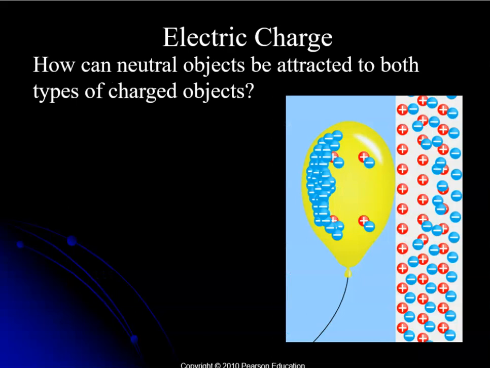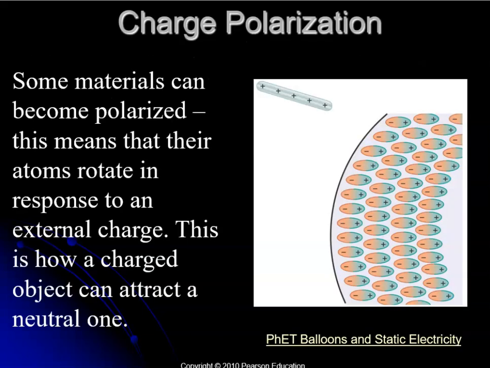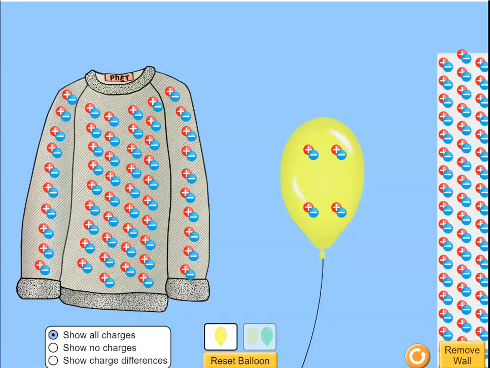All right, so how exactly can neutral objects be attracted to both types of charged objects? The reason is something called charge polarization. I'm going to pull up a simulation to explain this. This simulation is going to show how neutral objects can be attracted.